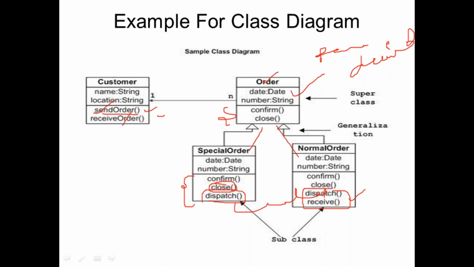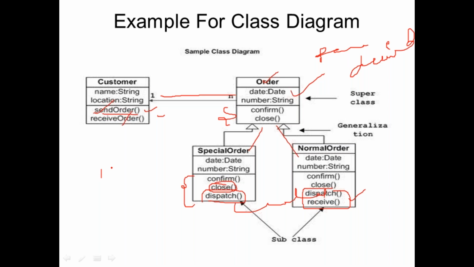So when we talk about customer and the orders, these are two different classes. And obviously, the customer is the one who placed the orders. For the customer class, you need to know customer name, location, and all the things. And for the order, you need to know order date and order number. And you have functions like placing of the order, receival of the order, confirmation of the order, and closure of the order.